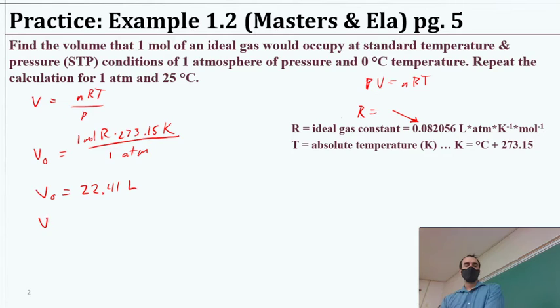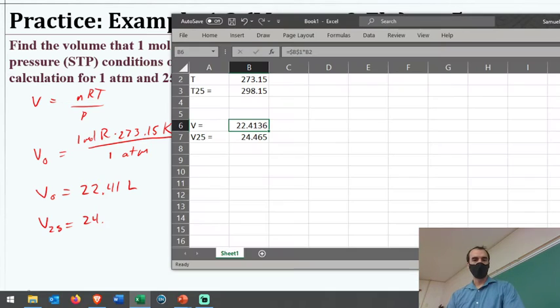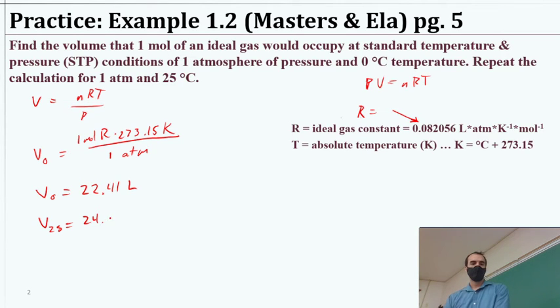So the V at 25, like we said, came out to be 24.465 liters, which makes sense. It's a little larger. Gas expands as you heat it. And so given the same pressure, it will expand, right? Or if you don't let it expand, then it'll just be higher pressure.